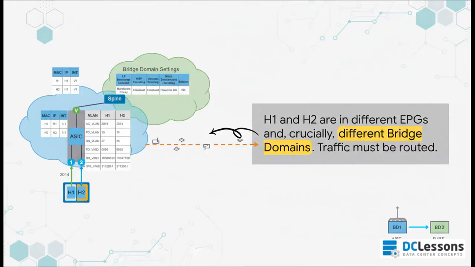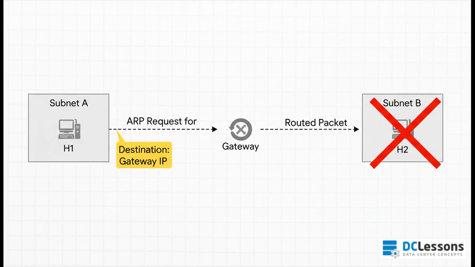This slide shows the classic scenario perfectly. H1 and H2 are not only in different EPGs, but they're in totally separate bridge domains, each with its own subnet. This means any communication between them has to be routed. It's no longer a switching operation. And when traffic has to be routed, the whole game changes. The source host, H1, isn't going to send an ARP for the final destination, H2. That's not how routing works.